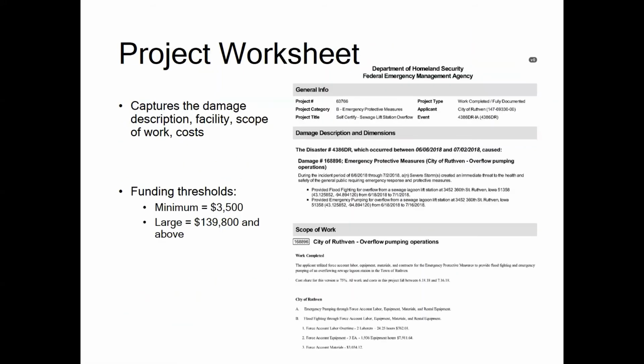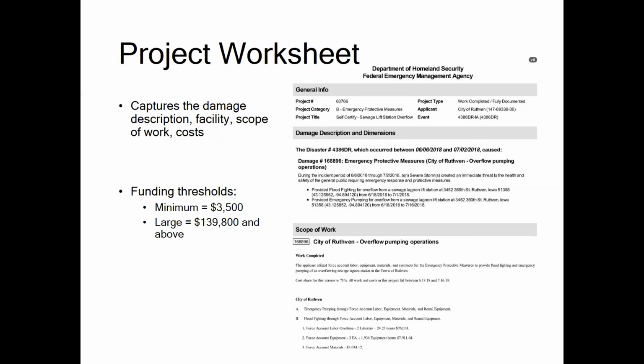As the PDMG works with the applicant, they identify sites and facilities that can be combined into one project. Generally, things are organized based on categories of work and facility types. Then sites or facilities are identified that should be formulated into separate projects. A project worksheet, or PW, is created for each project. It captures the related disaster damage, facilities, scope of work, and costs.